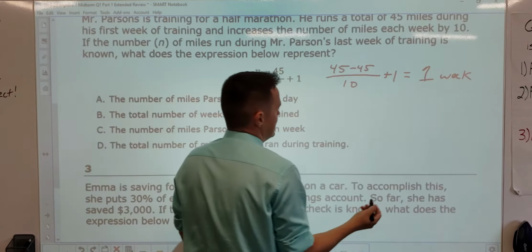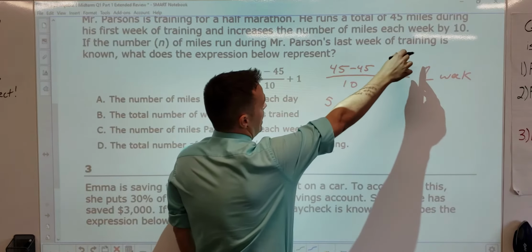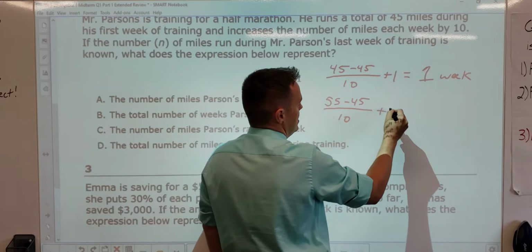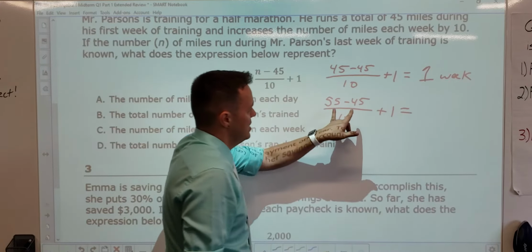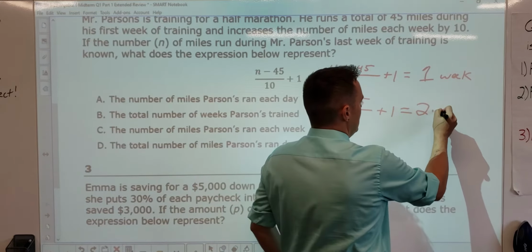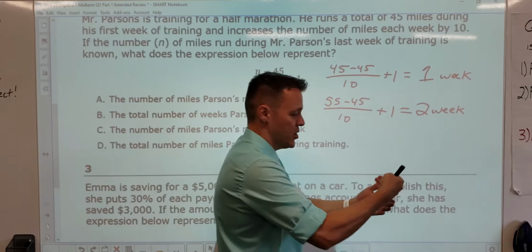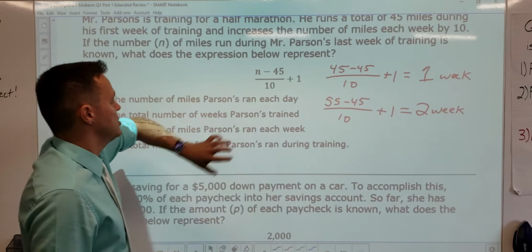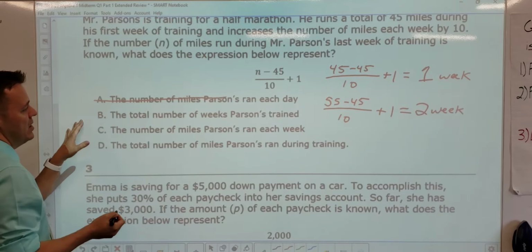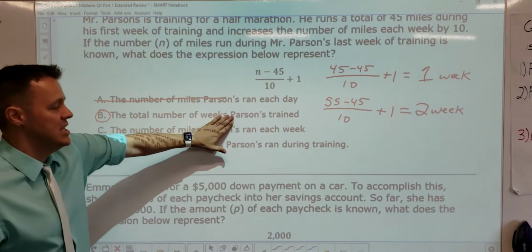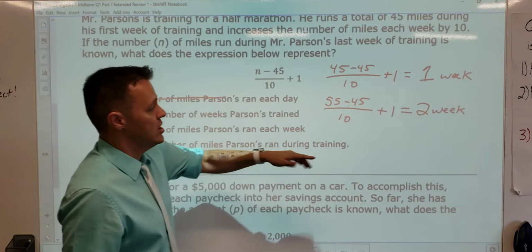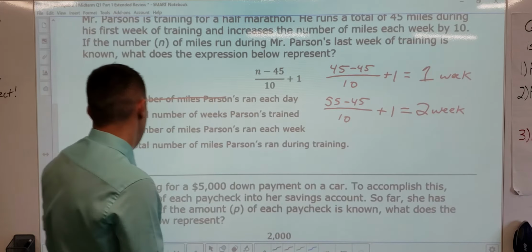Okay? So if you did a second week, it's 45 plus 10. You put that in like this over 10. So the next week you would do the setup. This would be 10, so 10 over 10 is 1, 1 plus 1 is 2, and it'd be week 2. So as we progress, what does this actually represent? Well, this expression is not the number of miles he ran each day. It would actually be the total number of weeks he trained, okay? Because that's what we're talking about here. If you look at this question, your answer comes out to be the weeks.